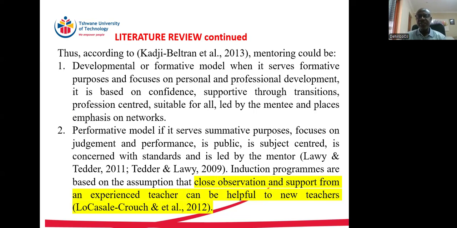So it is under this category that induction programs that are commonly done in the universities started. Meaning that when a new staff is employed, we induct them into how things are done or how things are expected to be done, so as to help those new teachers or new lecturers to be able to perform effectively.